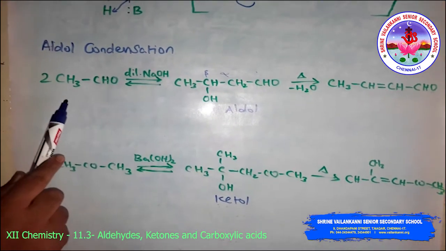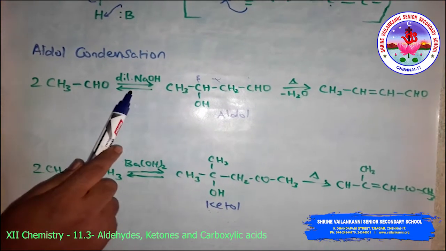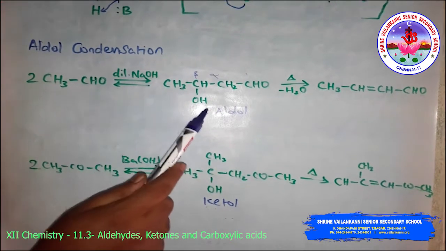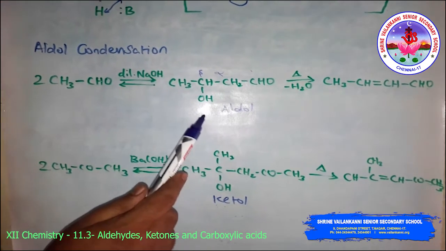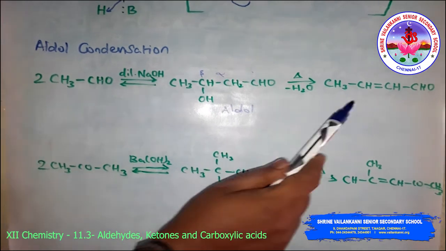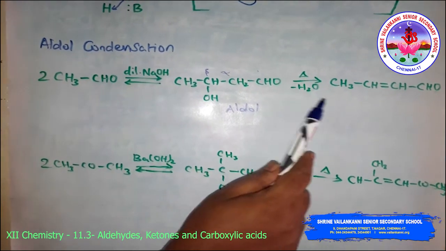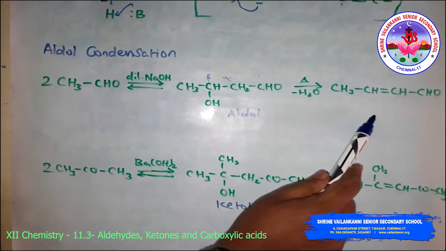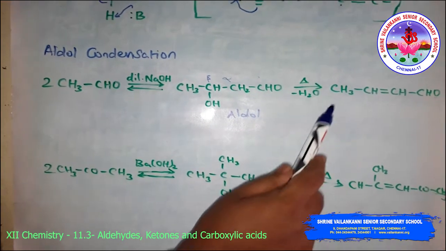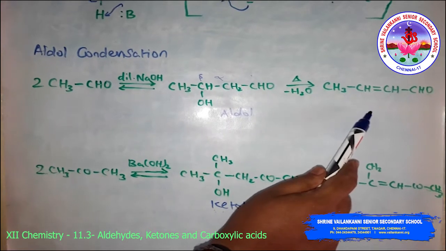Look at this reaction. Aldehyde reacts with the dilute alkali to form aldol. This name is 3-hydroxybutanal, and on further heating it loses a water molecule to form but-2-enal. So this is the aldol condensation product.